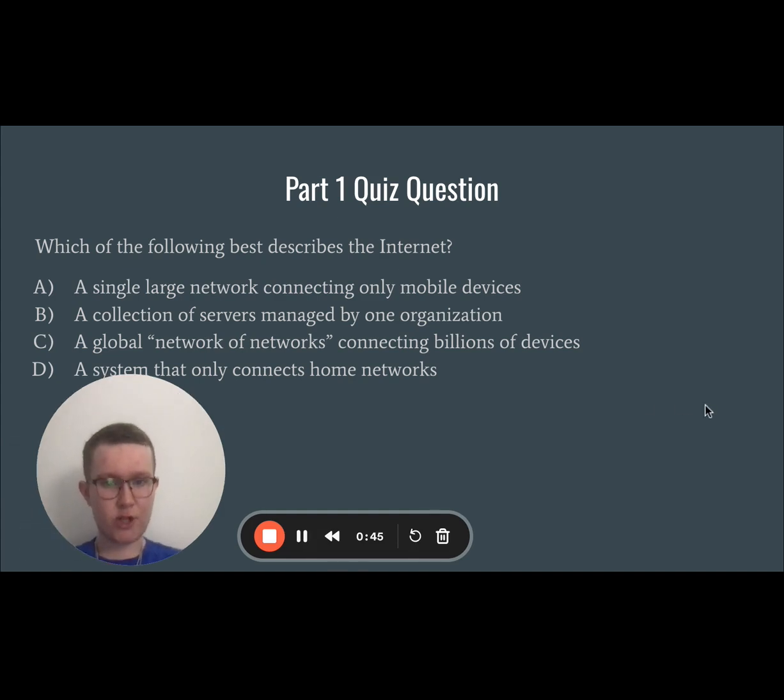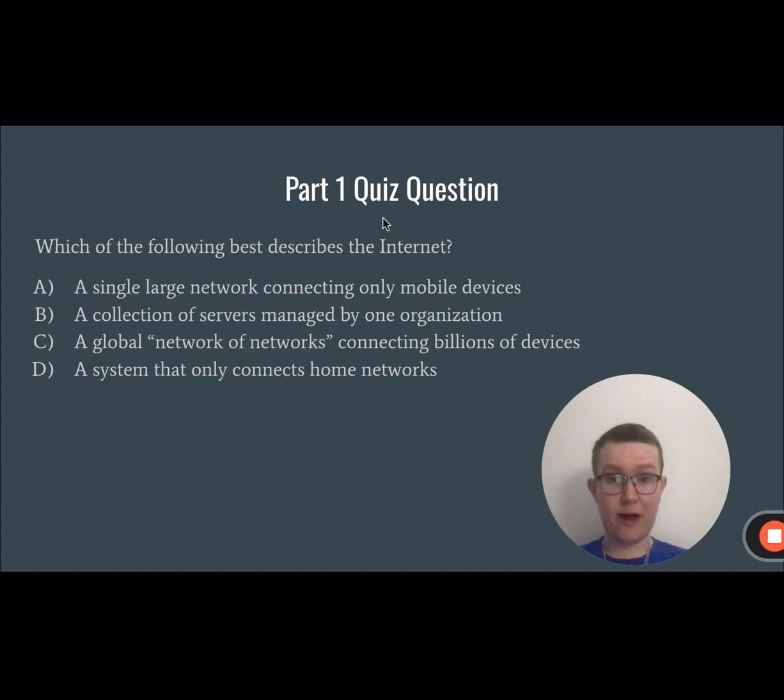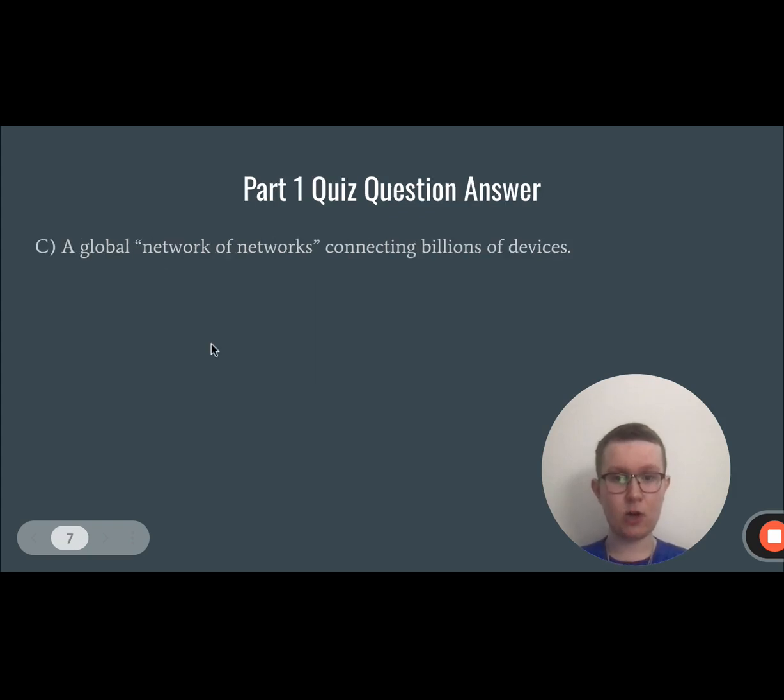So a little fun quiz question for you guys at the end of this section. Which of the following best describes the internet? A, a single large network connecting only mobile devices; B, a collection of servers managed by only one organization; C, a global network of networks connecting billions of devices; or D, a system that only connects home networks? So this should be pretty obvious. If you guys said C, a global network of networks connecting billions of devices, you would have gotten that right, because this is exactly what the internet is.